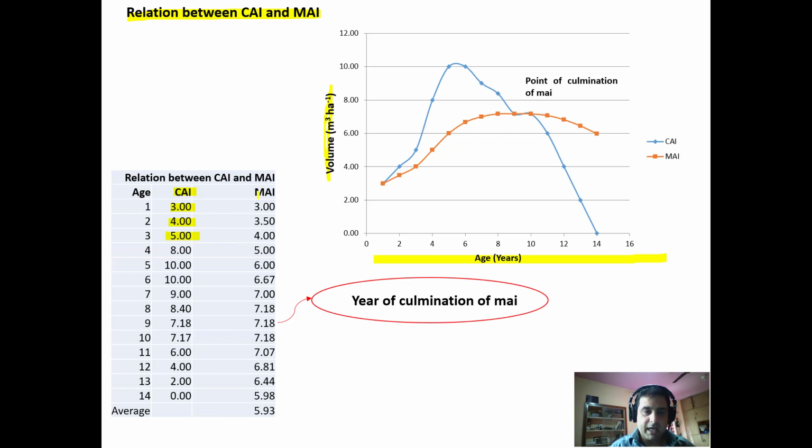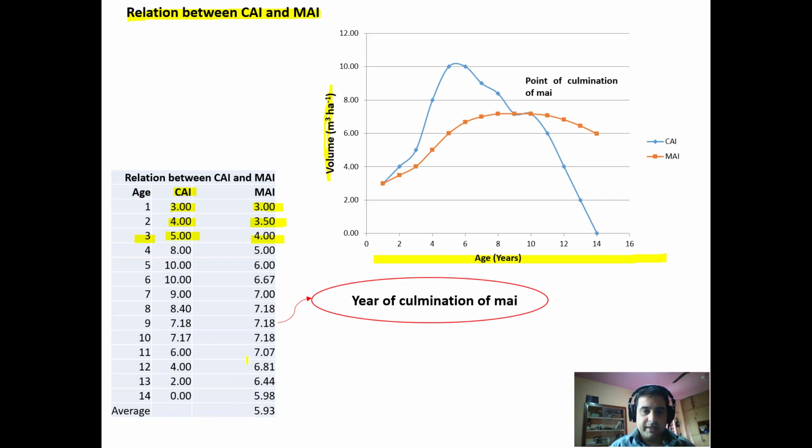Now working out MAI, mean annual increment, which is the total divided by the number of years. For the first year it will remain the same. For the second year it is 3.5. How? 3 plus 4 upon 2 is 3.5. For the third year it's 4. How? 3 plus 4 is 7, plus 5 is 12. 12 upon 3 years, so it is 4. This is how current annual increment and mean annual increment are worked out on the basis of volume and the number of years that have passed till that time.